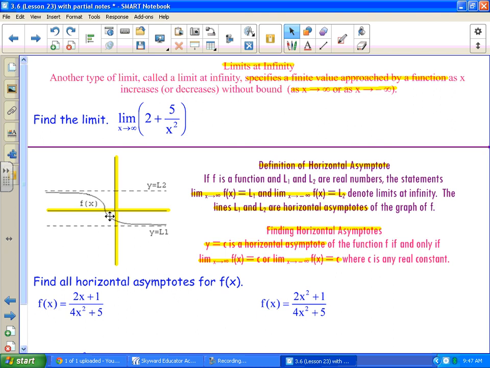Okay, so if I go out to the right and it approaches this number here, L1, that's going to be a horizontal asymptote at L1. If I go to the left infinitely and it's approaching this value up here called L2 in this picture, that's going to be a horizontal asymptote. How many horizontal asymptotes can a graph have? 2. Does it always have to have 2? No, it can have at most 2, so it can have 2, 1, or no horizontal asymptotes. Okay, so let's talk through the top here.